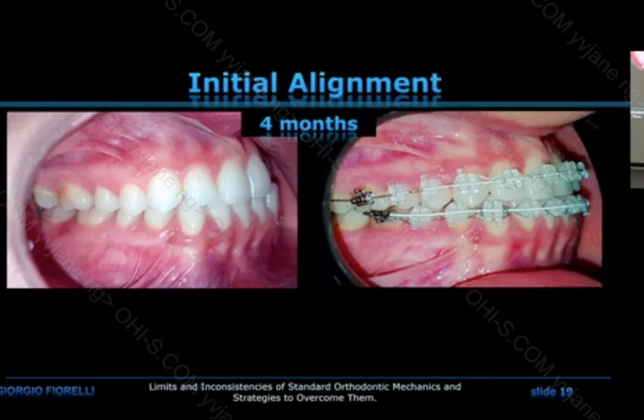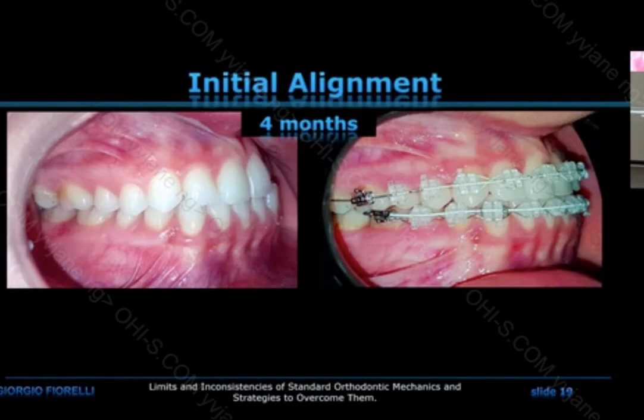All this material I collected in one month after asking people. I have a lot of followers on Facebook, and I said, guys, I need cases of this kind, starting with a very good occlusion, maybe class 1 or even class 2, but where there is a very good intercuspation, and let me show what happens when you just place an alignment wire. So this is one case where no real problem happened, but I would like you to remark something.